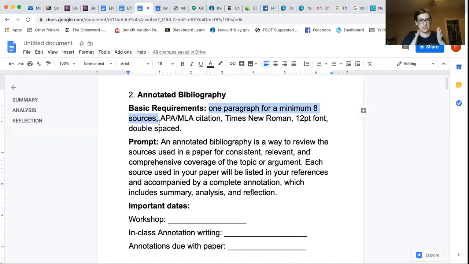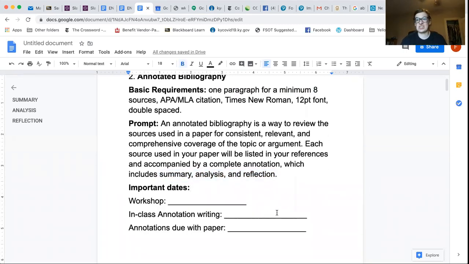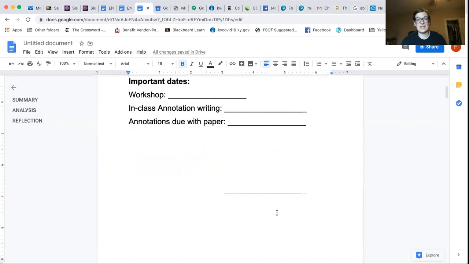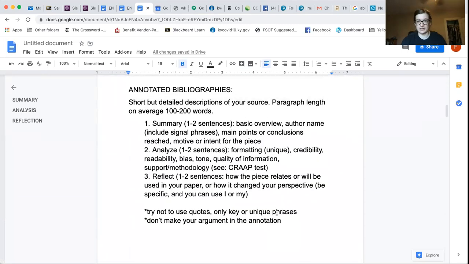Essentially you just take your works cited or references page and you're just going to be adding a paragraph to each citation. That's what you're doing. The reason being, the annotated bibliography is a way to review your sources to make sure they're consistent, relevant, and comprehensive. There are 3 parts to an annotated bibliography: the summary, the analysis, and the reflection. A lot of people think that the annotated bibliography is just a summary of your source. That's only a small portion.